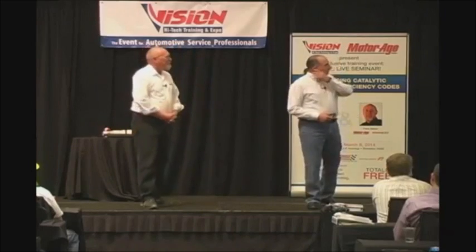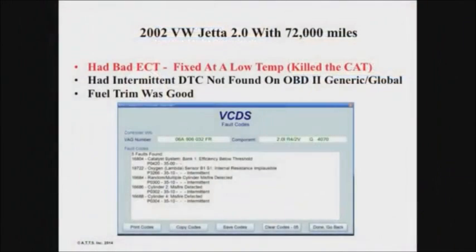That is correct. So here's this Jetta that came in, 72,000 miles, which on today's vehicle is relatively low, isn't it? It's low mileage. It has a bunch of codes: a cat code, an oxygen sensor code, and three misfires. We need to address the misfires first, right? Had a bad ECT, well, fixed low temperature, which definitely would kill the cat because these German cars like dumping.